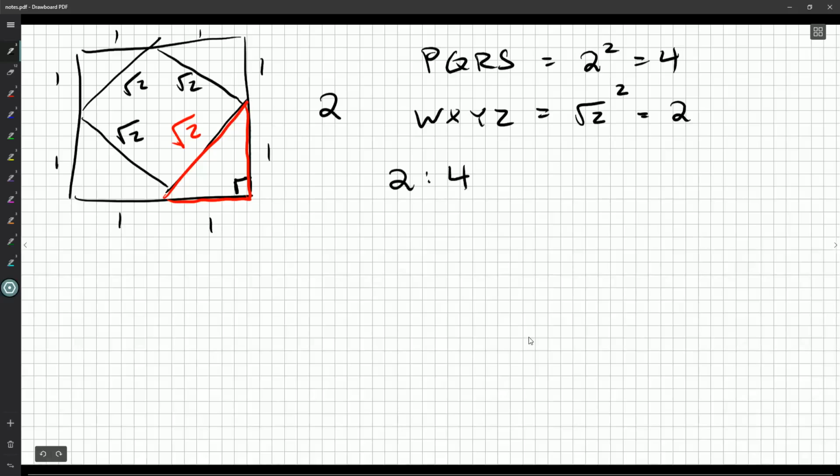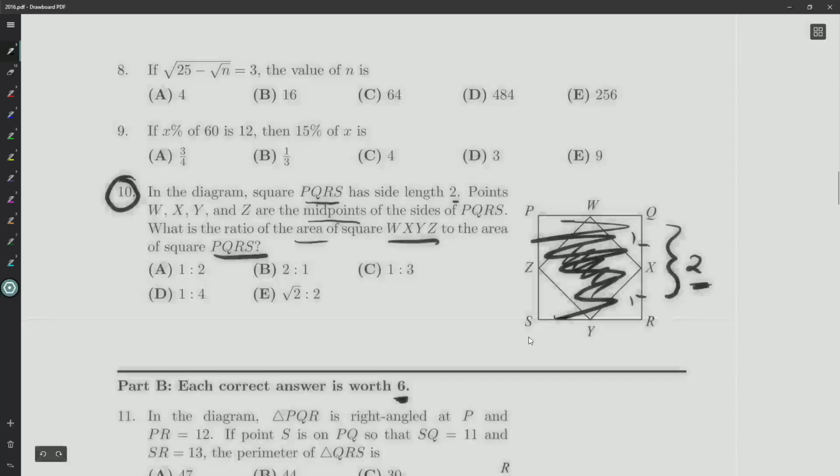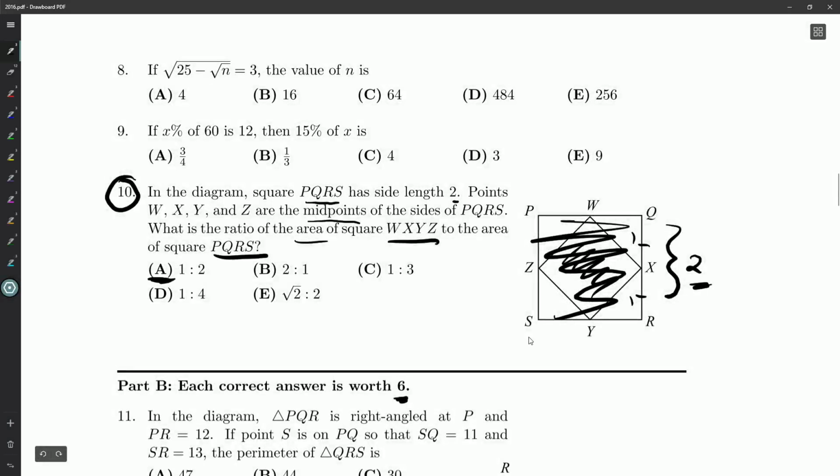But 2 to 4 isn't one of the given answers. One of the nice things about ratios, if you divide both sides by the same number, it's the same thing. I see both of these have a factor of 2, so divide by 2 and you get 1 to 2. That's the ratio, smaller to bigger, and that's going to be an answer of A.